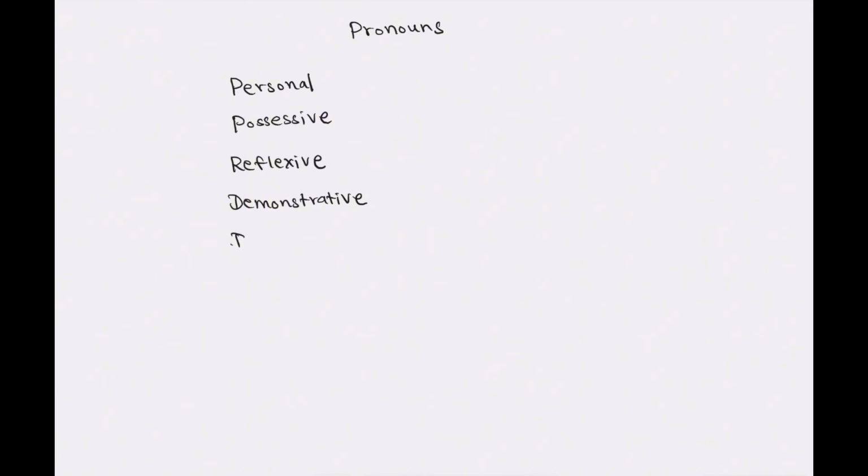Let's quickly revisit what we learned. Pronouns are those handy little words that replace nouns and keep our sentences smooth and snappy. You discovered the 6 types: personal, possessive, reflexive, demonstrative, interrogative, relative.